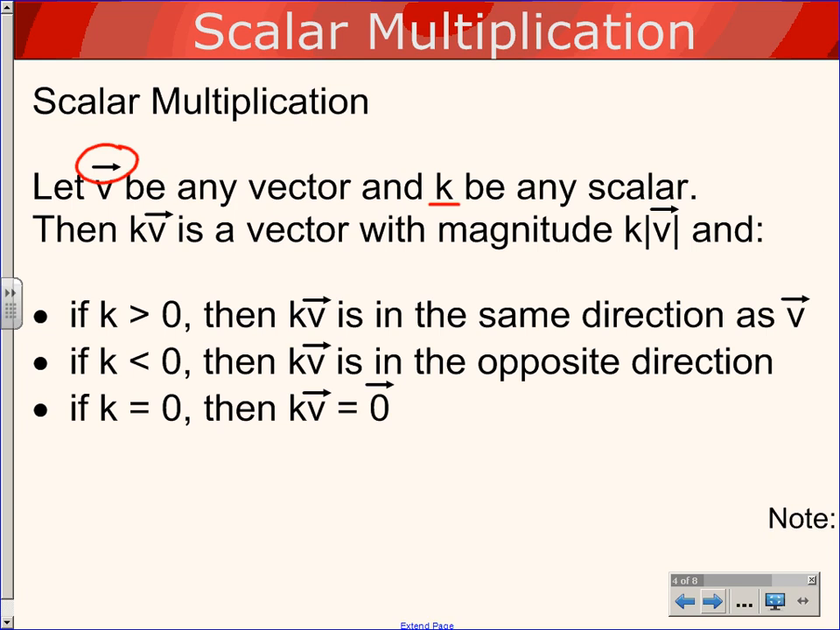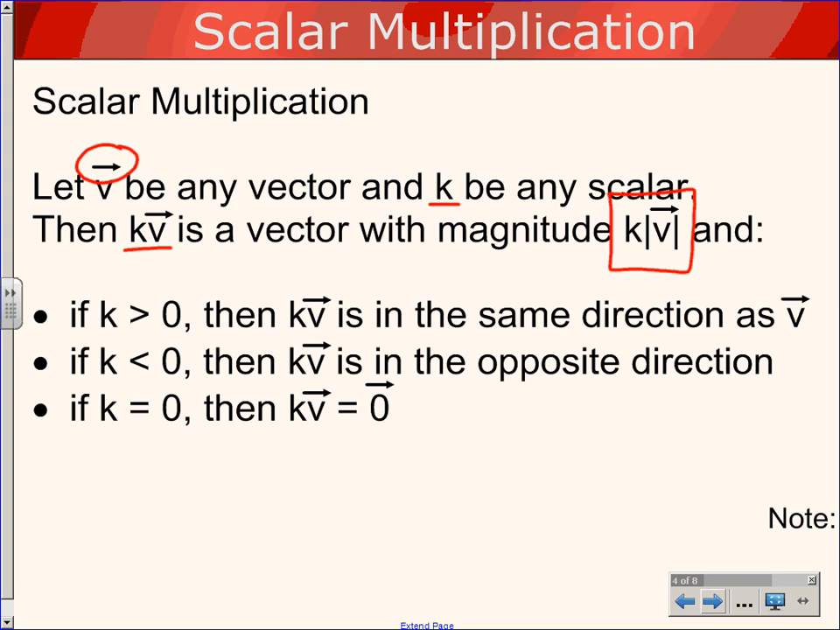So if we have those, then K times vector V is going to create a new vector that's going to have a magnitude that can be calculated as follows. It's calculated as the magnitude of V times K. And then the direction follows based on these next 3 bullets. So if K is greater than 0, then it's going to be in the same direction we just had. That was the example we just saw, right? Vector U was 2 vector A's, so it's going in the same direction.